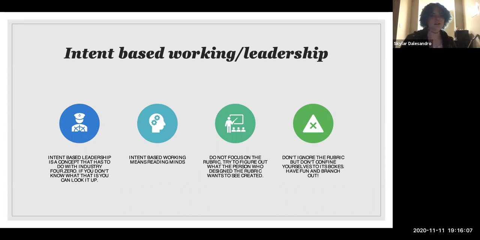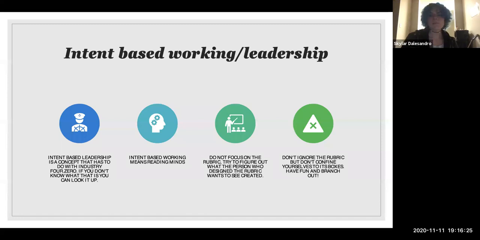So here's something a little bit about intent-based working in leadership. Intent-based leadership is a concept that has to do with Industry 4.0. It wouldn't let me put the number 4, it was giving me a weird symbol when I was trying to write it. So I put 4.0, but it's just the number 4.0. If you don't know what that is, you can look it up. Intent-based working means reading minds.